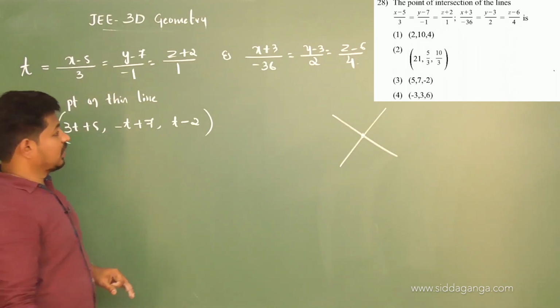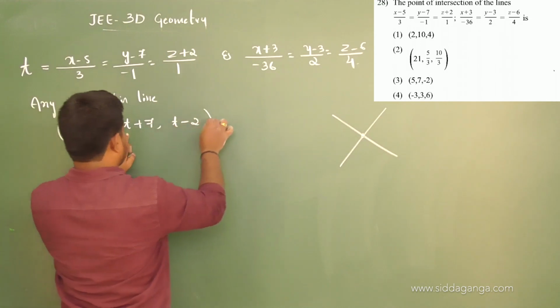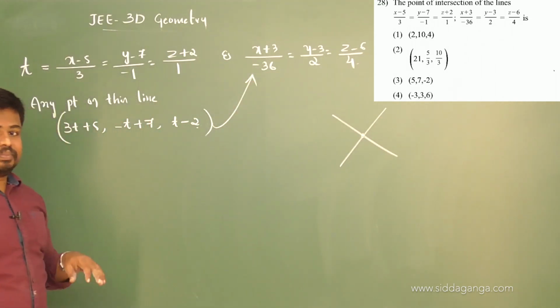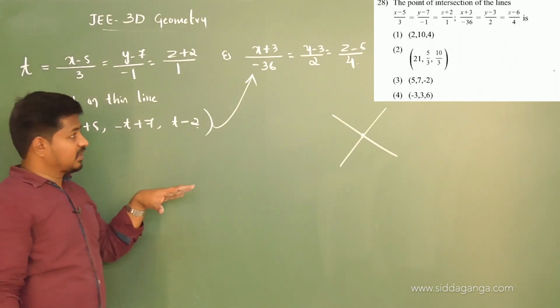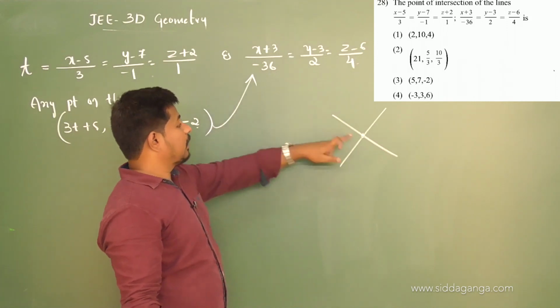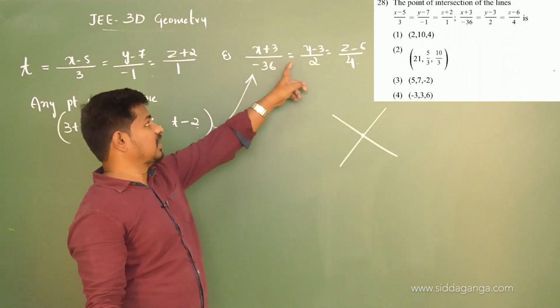For that, since it is a common point for both the lines, let me plug in the values of x, y, z in this equation, because it must satisfy. Since this is a common point for both the lines, this should satisfy this given line.